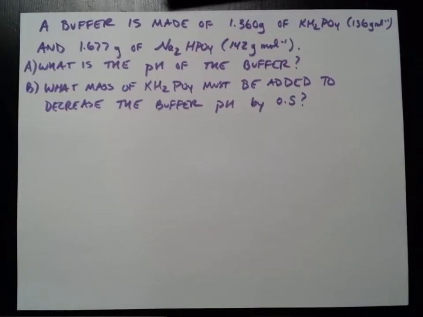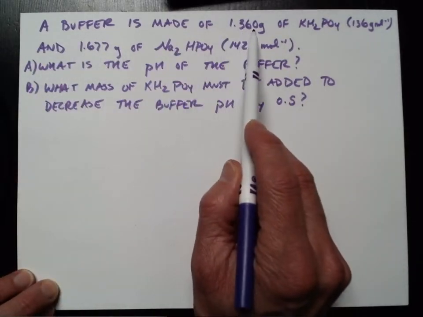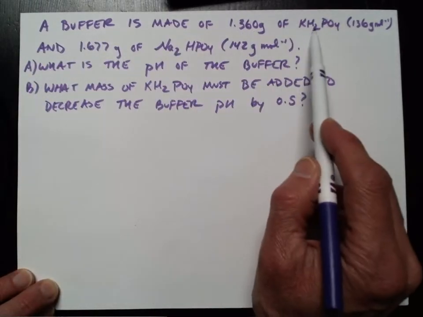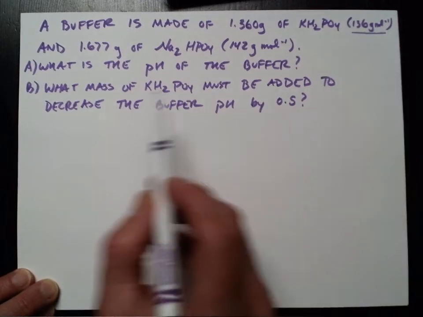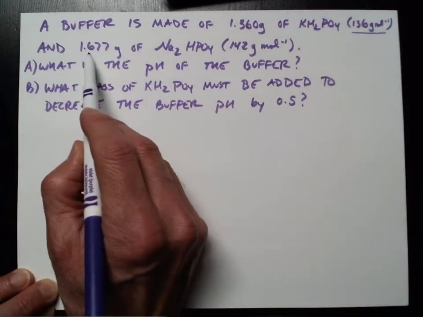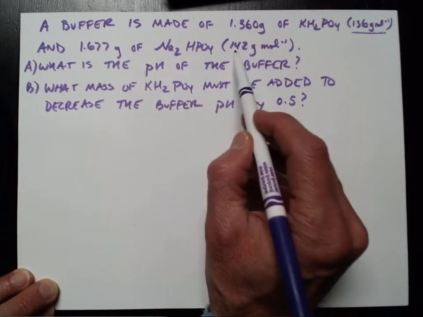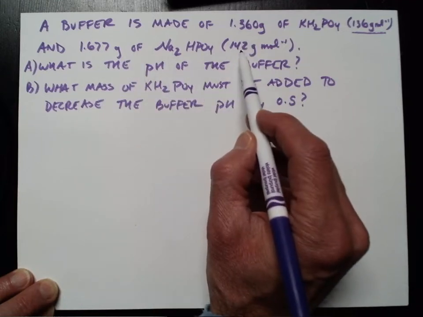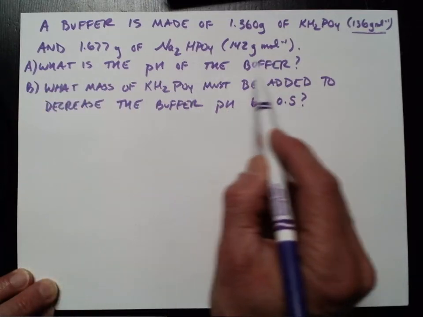All right, this is the Chapter 18 PowerPoint, question number 3, which has two parts, A and B. A buffer is made of 1.36 grams of potassium dihydrogen phosphate. Its molar mass is given here, 136 grams per mole, and 1.677 grams of sodium hydrogen phosphate. Its molar mass is given here at 142 grams per mole. First, what is the pH of the buffer?